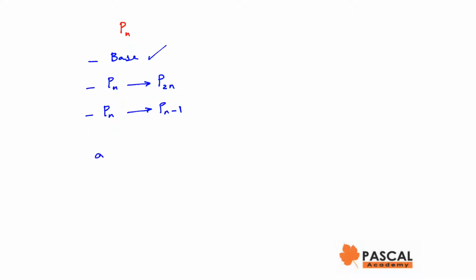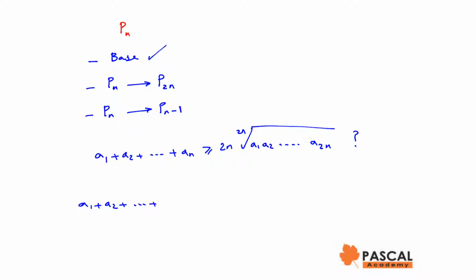This means a1 plus a2 plus ... plus a2n is greater than or equal to 2n times the 2nth root of a1, a2, ..., a2n. This is what we want to prove, and we know the arithmetic-geometric mean inequality for n numbers. a1 plus a2 plus ... plus a2n can be written as a1 plus a2 plus ... plus an, plus an plus 1 plus an plus 2 plus ... plus a2n.